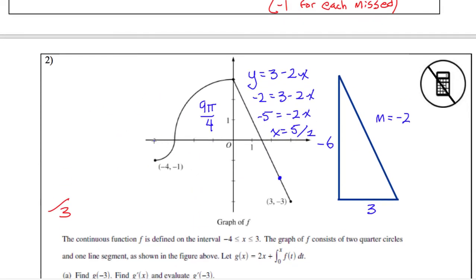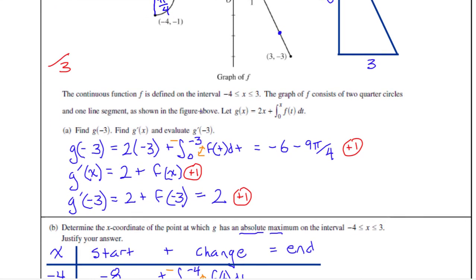Well, I have to find this other quarter circle and add it to this quarter circle. I already found that area. So how do I find this quarter circle right here? It has a radius of 1, so it's pi, but it's a quarter circle, so pi over 4. If I add pi over 4 to 9 pi over 4, I get 10 pi over 4, and if I reduce that, that's 5 pi over 2.